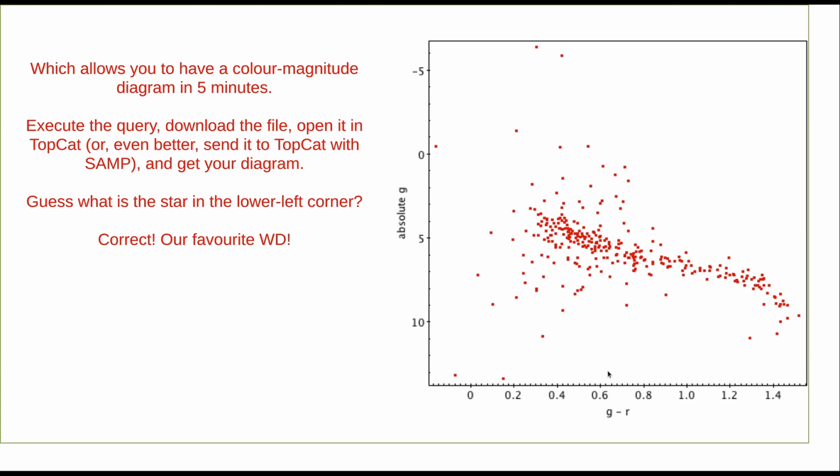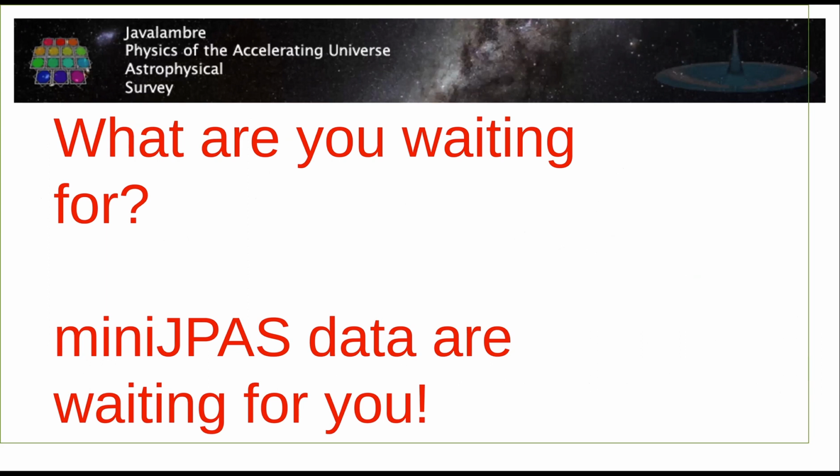Of course, since all of this is within the Virtual Observatory, you can do this within TOPCAT, within Aladin, and all your usual VO tools. So you can get all the images, all the catalogs, and all the masks. They are there for you. So, miniJPAS data have been waiting for you since December. Go there and enjoy, and thank you very much.